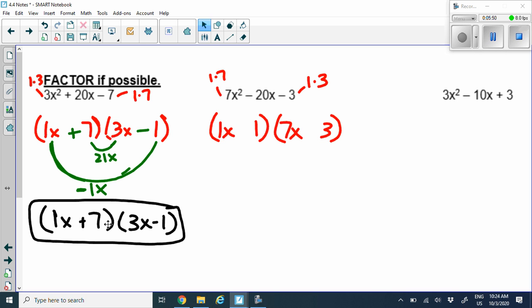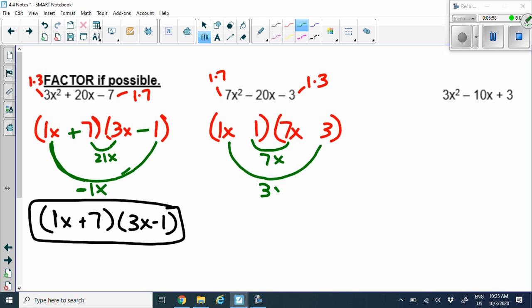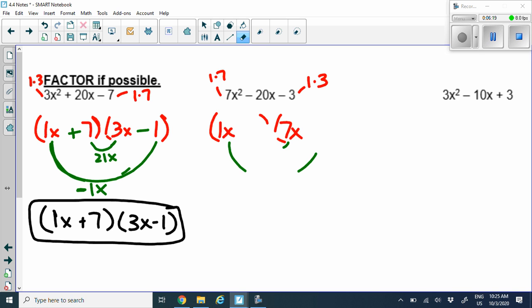So now, here's my guess and check method. So I'm going to multiply the inner. 1 times 7x gives me 7x. 1x times 3 gives me 3x. I'm trying to add up in the middle for a negative 20x this time. So we think of 7 and 3 and added or subtracted them. Could we ever get to 20? No. So I'm going to go ahead and switch. And I like to switch my constants if possible. So I'm going to go ahead and switch my 1 and my 3. So I'm going to have 3 now in the first part of the parentheses and 1 in the last part.